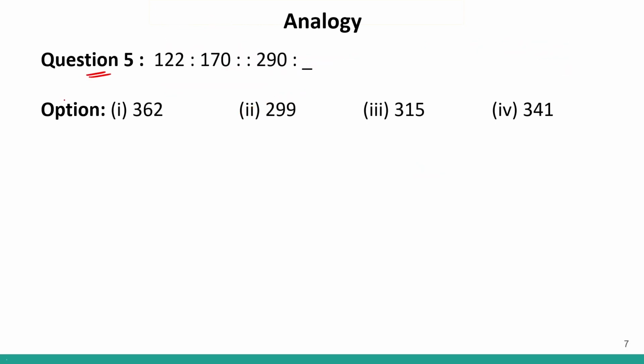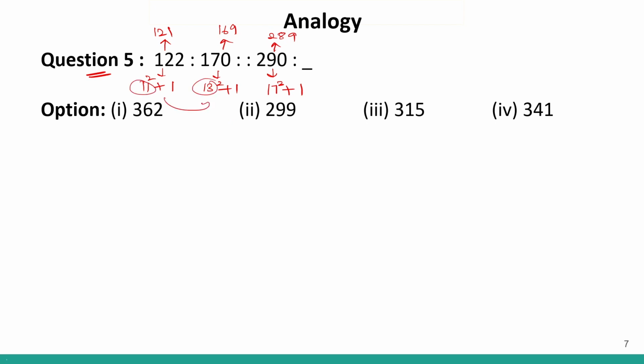Question number 5. We have 122, 170, 290 and we have to find out the missing element. So here 122 is basically very close to 121. 170 is very close to 169. Correct? Similarly, 290 is very close to 289. So 122 can be written as 11 square plus 1. This can be written as 13 square plus 1. Correct? 289 is basically 17 square plus 1.